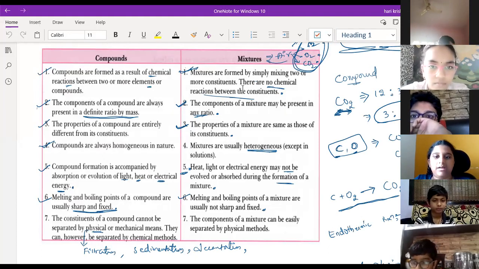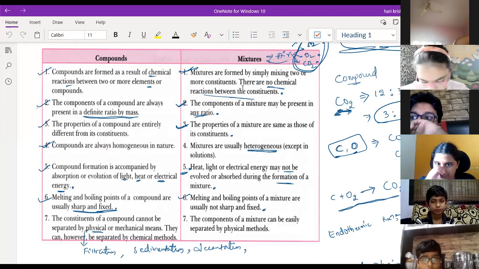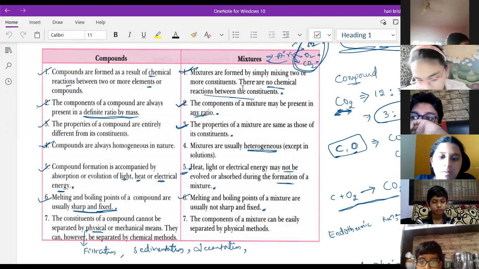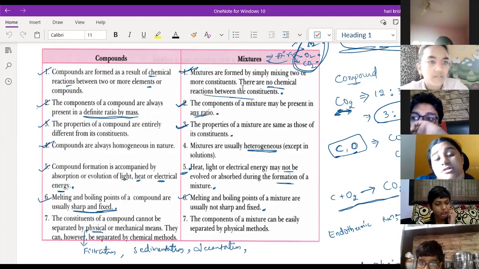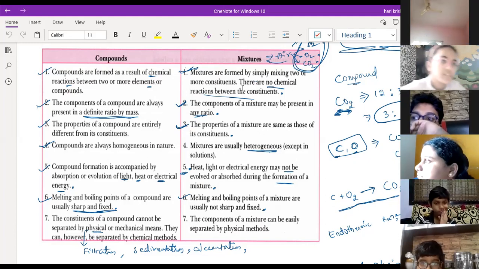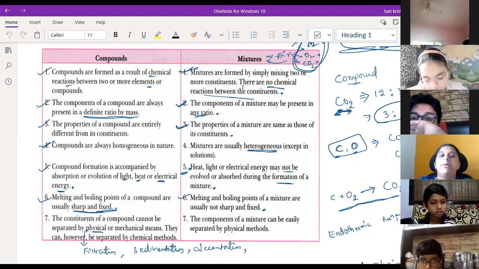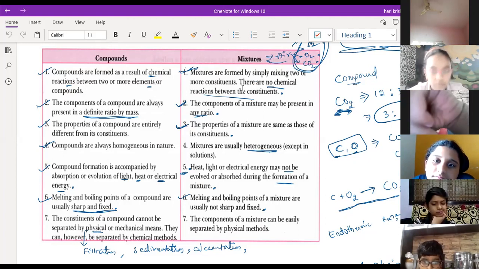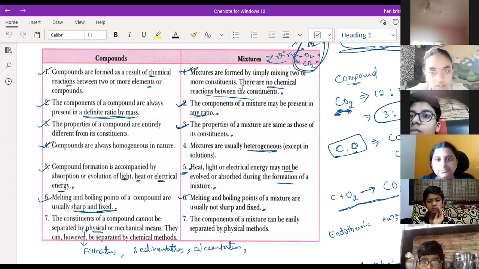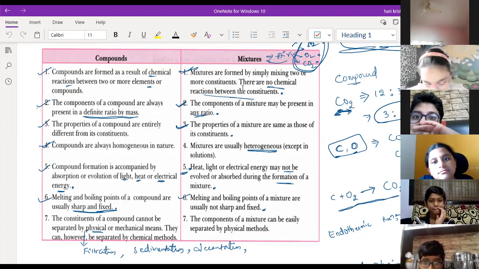Mixture means it will also contain two or more elements in the given substance, but these two or more elements are present in any ratio. They don't have any definite ratio at all. Mixture means having two or more components in the given substance, and these components are present in any ratio. So there is no definite ratio between the components in the mixture.